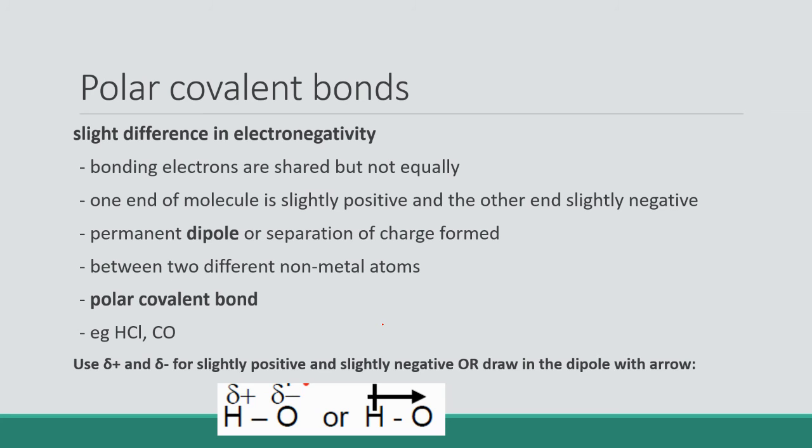So we're going to focus in on the polar covalent bonds where there's a slight difference in electronegativity, but they're still sharing the electrons. One end of the molecule is slightly positive, the other end is slightly negative. And so you end up with this permanent dipole, a permanent separation of charge. And we say it's a polar covalent bond. We use these little delta signs, slightly positive, slightly negative, or draw the arrow there.